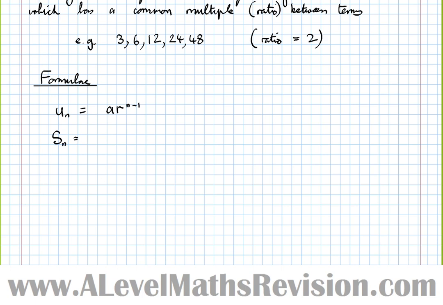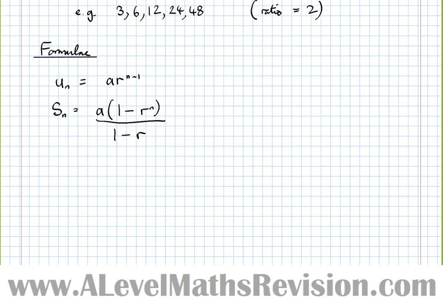The sum of the first n terms, and you are given this in the formula booklet, and I have proved this formula in one of my YouTube videos, so you might want to have a look at that on the YouTube channel. It's a times 1 minus r to the power of n, over 1 minus r. And if we sum an infinite number of terms, the formula just becomes a over 1 minus r.